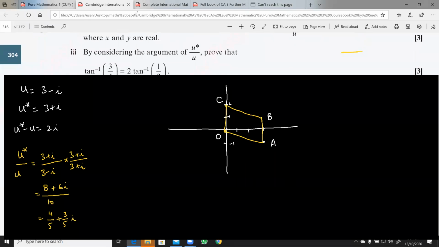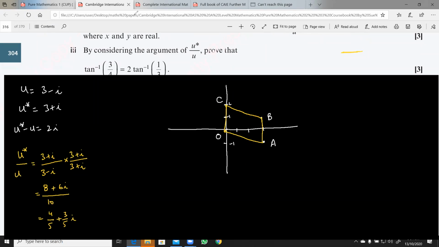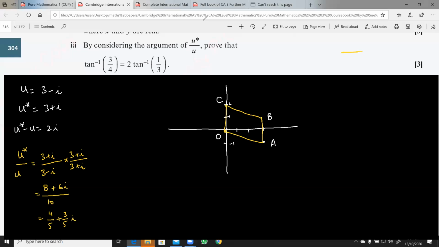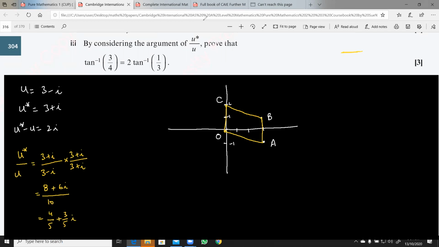Okay? Now, let's see what's next. By considering the argument of u star over u. So this is a big clue for us. By considering the argument of u star over u, we have to prove that tan inverse of 3 over 4 is 2 tan inverse of 1 over 3. I'll give you time to try this first. Okay, polar form is our savior in this part to prove that. Otherwise, there's no way you can prove that tan inverse of 3 over 4 is 2 tan inverse of 1 over 3. Let me show how to do that.